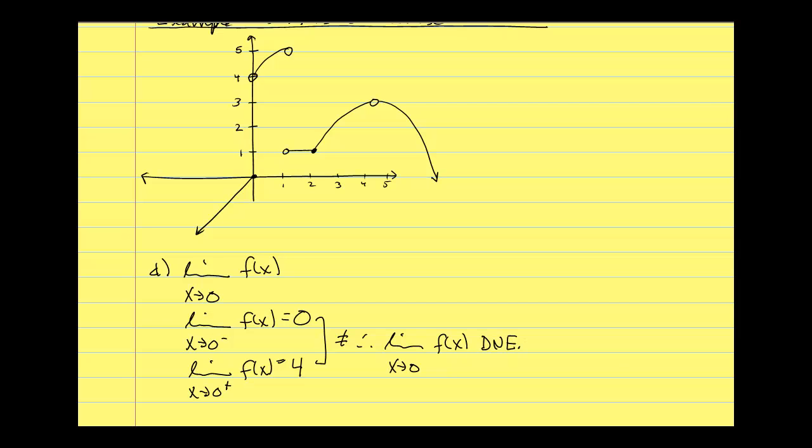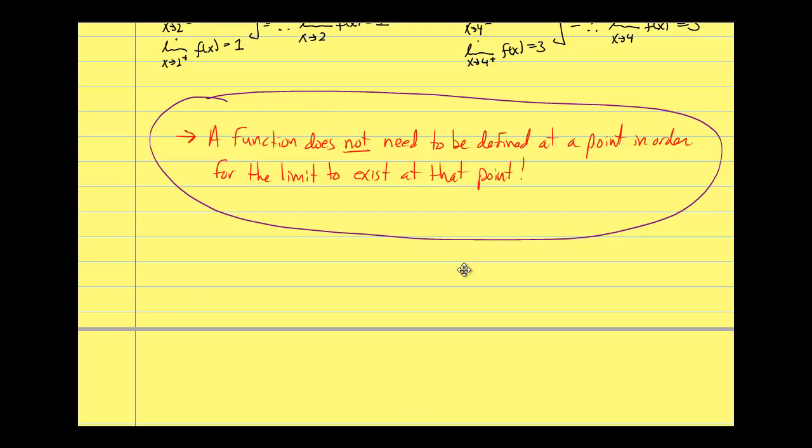Now again, the big takeaway point here is a function does not need to be defined at a point in order for the limit to exist at that point. So let's remind ourselves that one more time, and this is definitely a nice little quiz question. A function does not need to be defined at a point, meaning I can have a hollow point on a graph and still have a limit at that point. Okay, so again, it's how the function is approaching or getting closer and closer to a particular value.